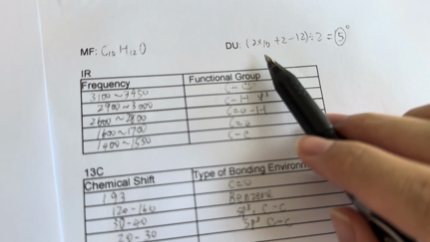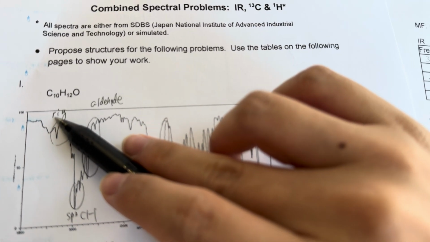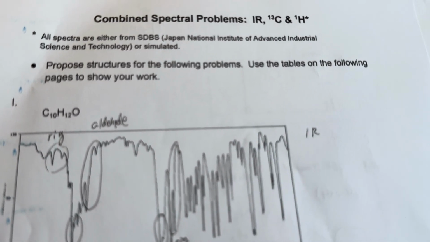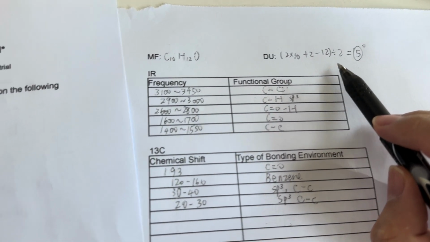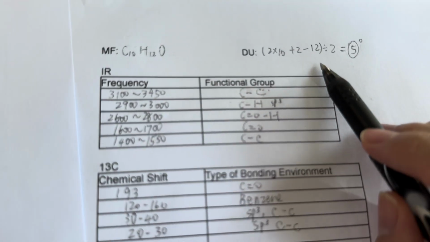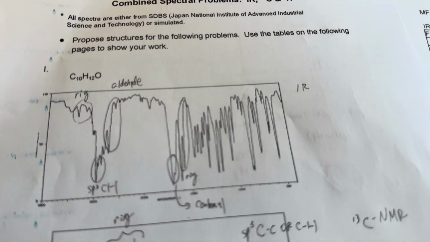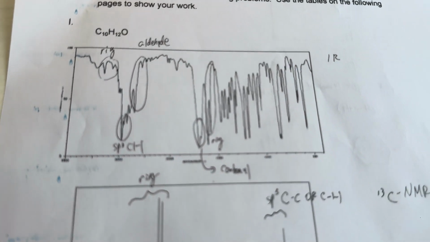So we got the formula here: 2 times the 10 carbons that we have, and then plus 2. These are from the formula. Then minus the 12 hydrogen, divided by 2, and we got 5 degrees. So that's our degree of unsaturation.